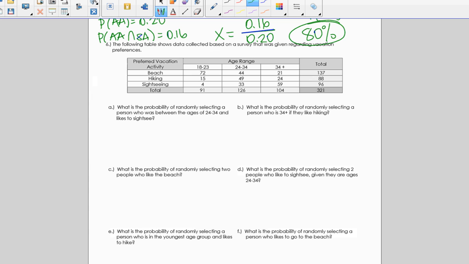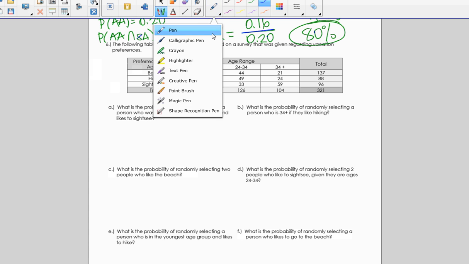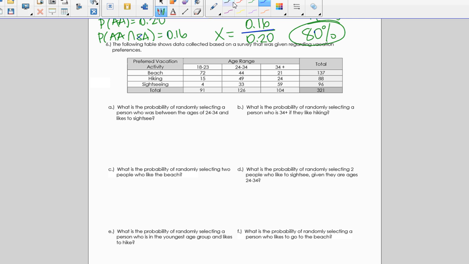All right, the last thing I'm going to go through is just some basic probability. Again, I filled in this table for you to make life easy. If the totals aren't there, make sure that you fill them in. So we are looking at 3 different age ranges, 18 to 23, 24 to 34, and 34 plus. I guess that should technically be 35 plus, but whatever. And then 3 different types of activities they like to do on vacation: beach, hiking, and sightseeing.